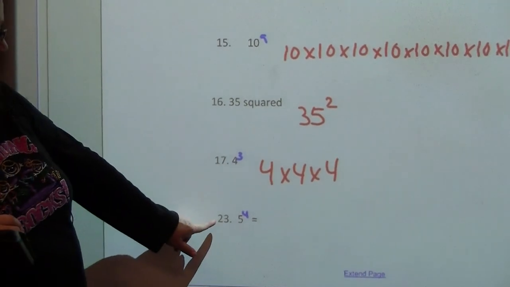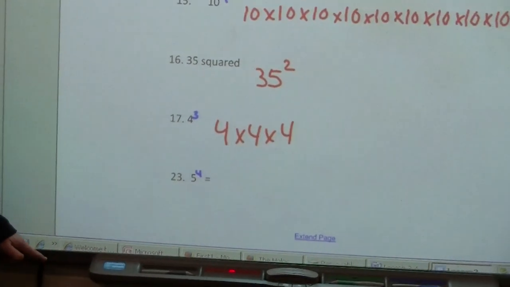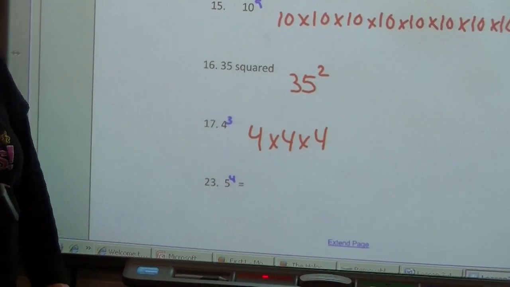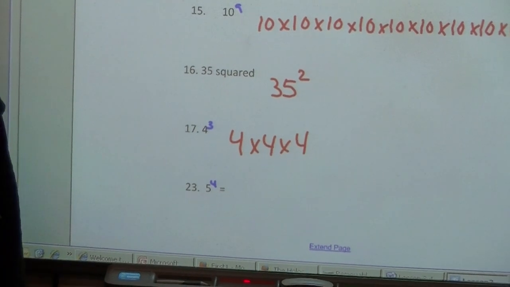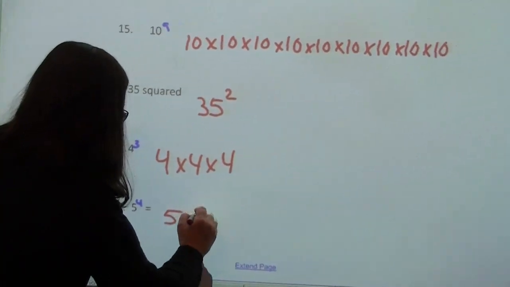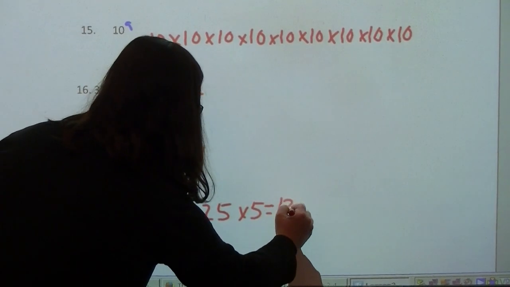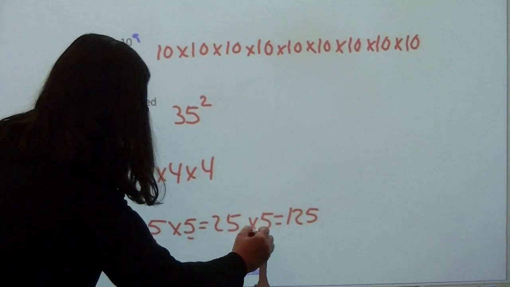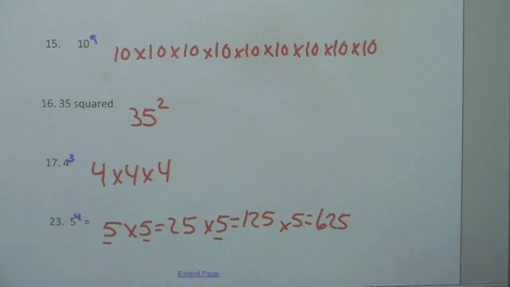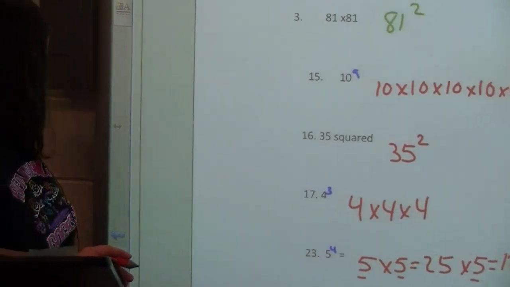Good job. Number 23 here says 5 to the, should it be 23? Yes, 5 to the 4th power. We are switching now to a different set of directions, sorry, 5th grade, to just writing in standard form. So they want 5 to the 4th power. That means we need to find the answer. So 5 times 5, again, equals 25, times 5 equals 125. And then 125 times 5 again gives us 625. Similar numbers we used earlier. Okay, good job, 5th grade. Again, if there's questions, let me know.